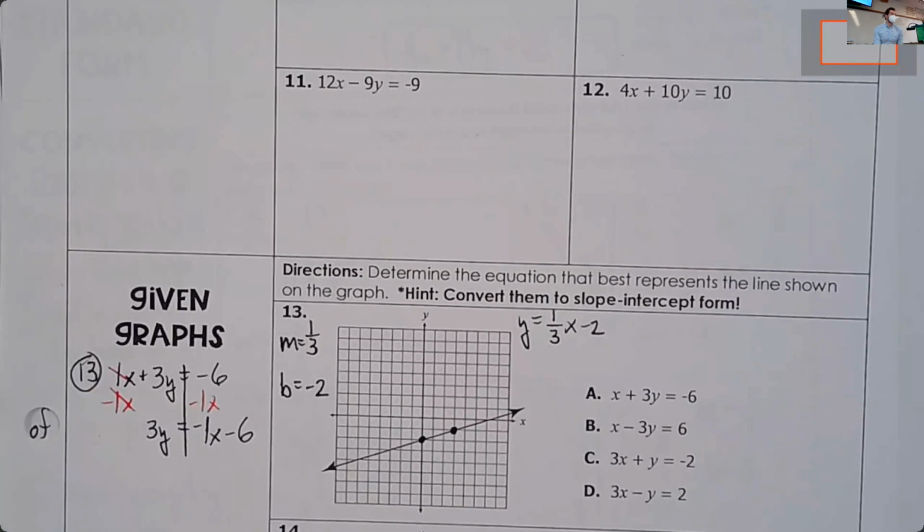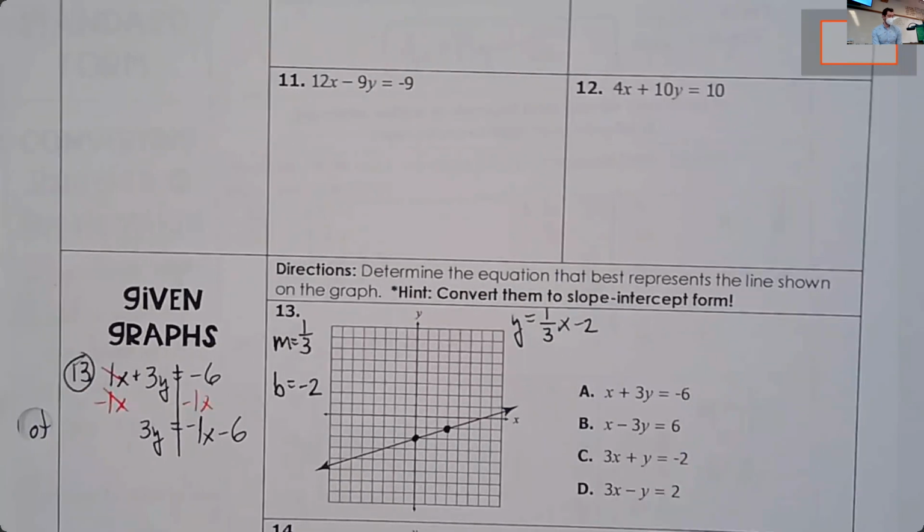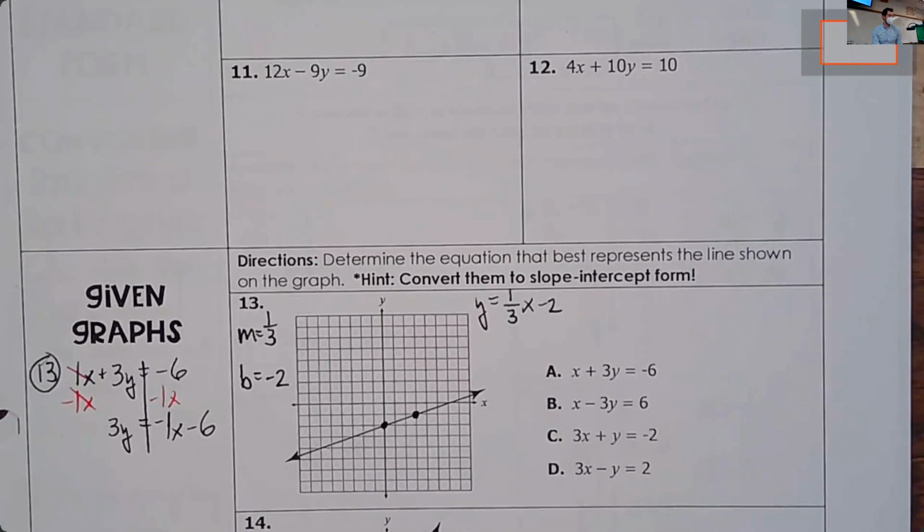Anybody figure out why? Before we even do the second step, can you figure out why we know this is not going to be the right answer? Everybody see it? What's that? The y and the x? The x has a negative. Yeah, this negative here. This is a -1x.